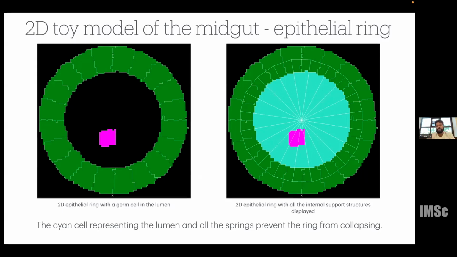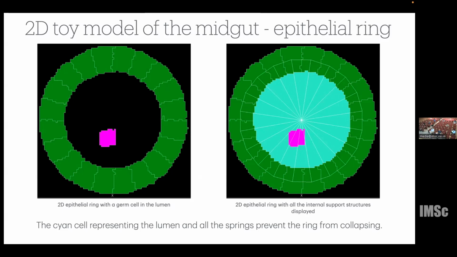So here, if you see all the white lines, every neighboring epithelial cell has this sort of spring connecting them. And not just that, but all of them also have a spring connecting to the center cyan colored cell, which prevents the epithelial ring from collapsing. So then you get this very stable structure. And in this 2D epithelial ring, we then perform simulations and try to understand the role of adhesive affinity between the germ cell and epithelial cell.